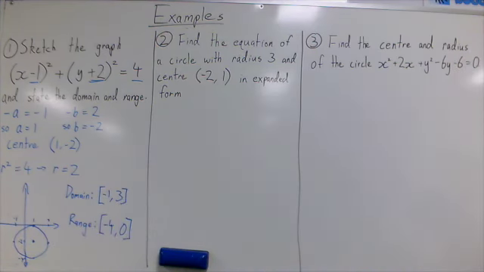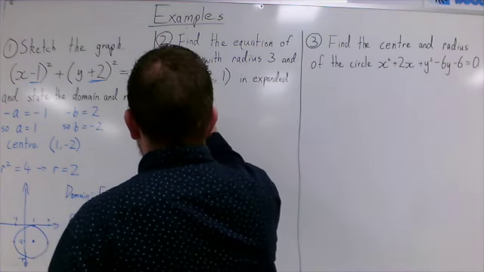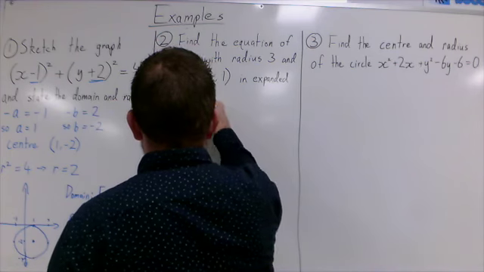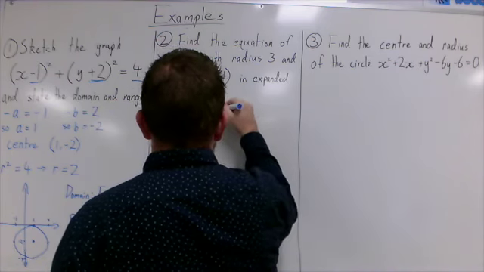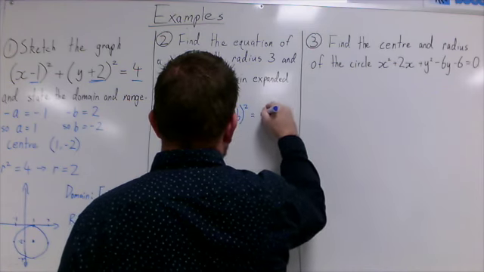Alright, the second one. We're going to look at finding the equation of a circle with radius 3 and center minus 2, 1 in expanded form. So the first part is just doing what we basically did in the first part of the last question, which is looking at the general form. So we know that the general form is (x minus a) all squared plus (y minus b) all squared equals r squared.